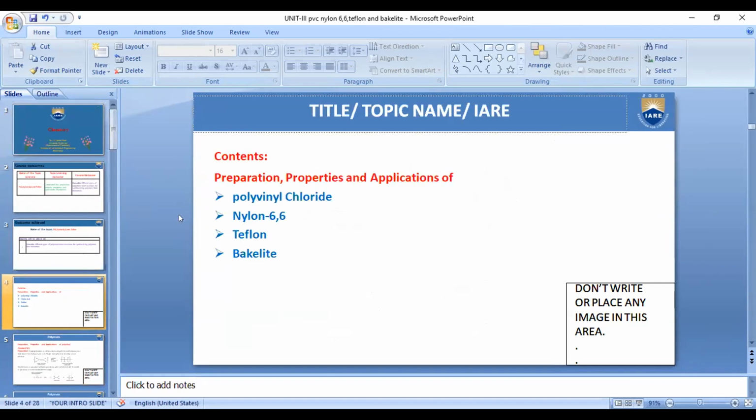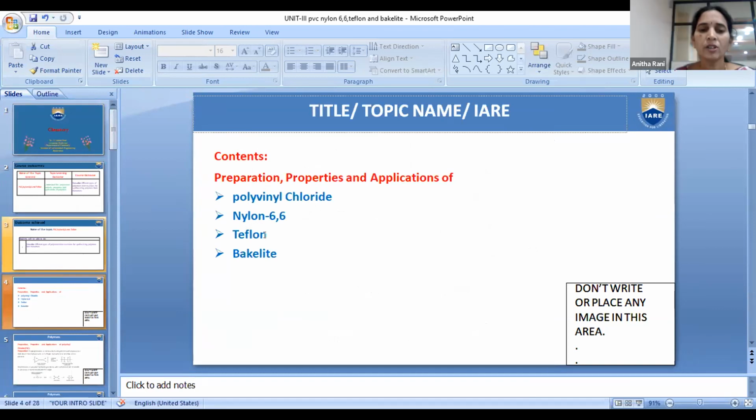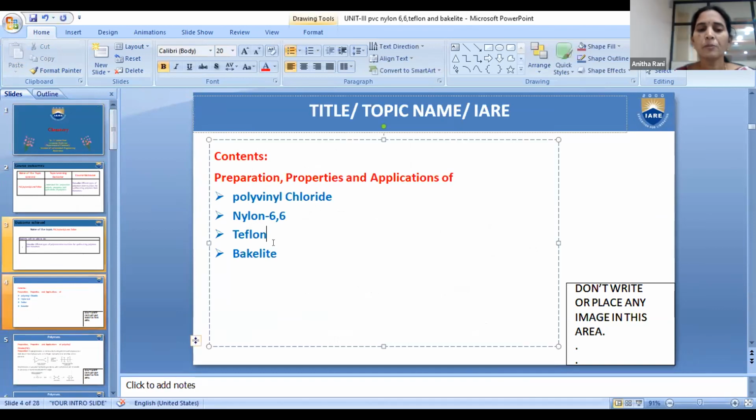So out of the 4 that we discussed, synthetic polymers, polyvinyl chloride and Teflon are prepared by addition polymerization. Nylon 6,6 and Bakelite are prepared by condensation polymerization. Okay, so students, you have to learn the preparations, and only after that you can learn properties and uses. Next class I will tell you properties of Bakelite and uses. Then we can discuss the other topic, biodegradable polymers.